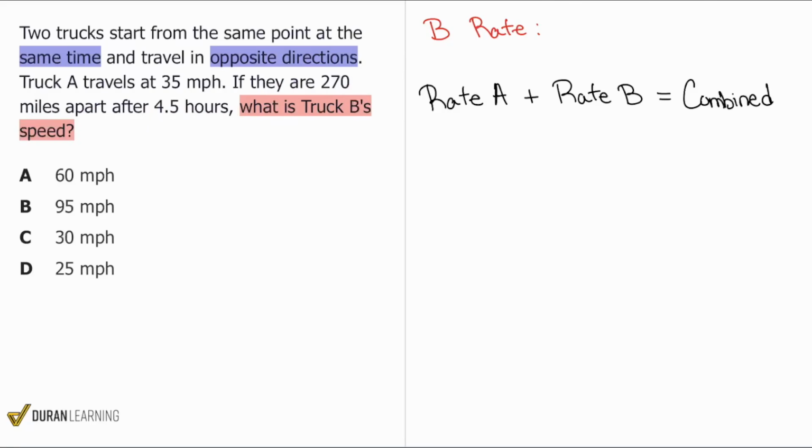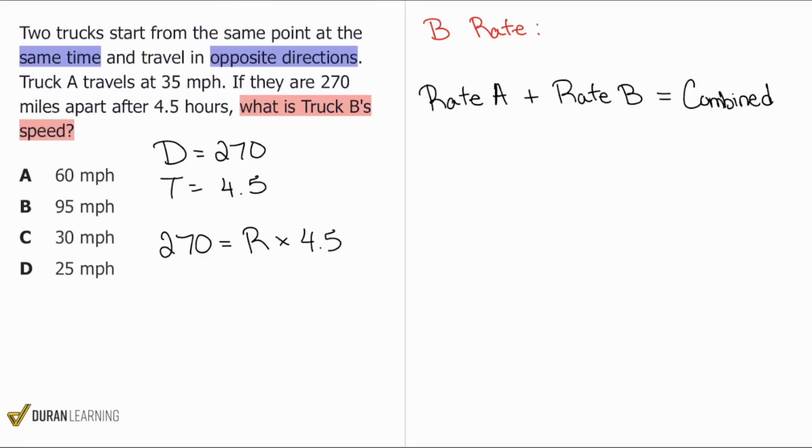Everybody, with that information, with the total combined distance being 270 and the time that they travel together being 4.5, is it possible for me to go ahead and find the combined rate? Is that possible with what I'm given? Absolutely. What operation do I have to do to get the combined rate by itself? Yeah, we have to divide.